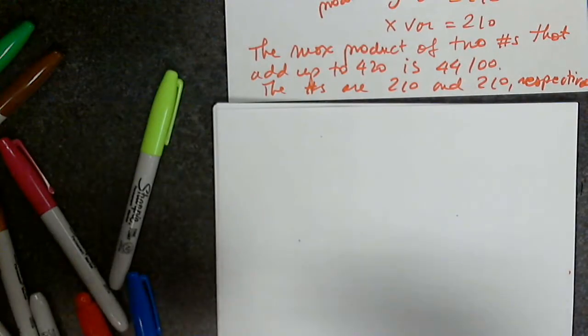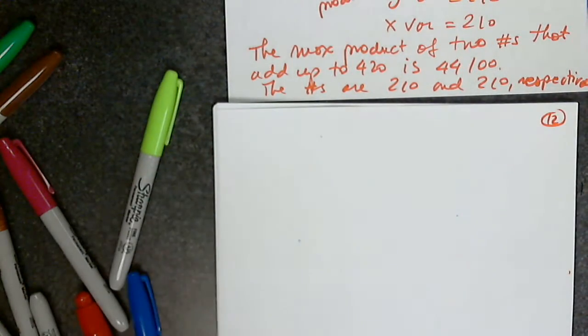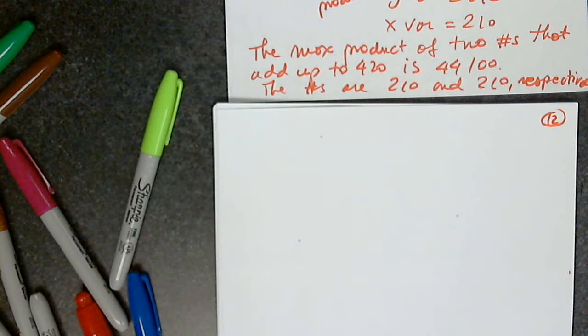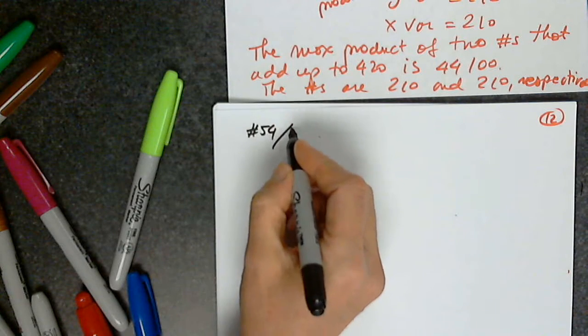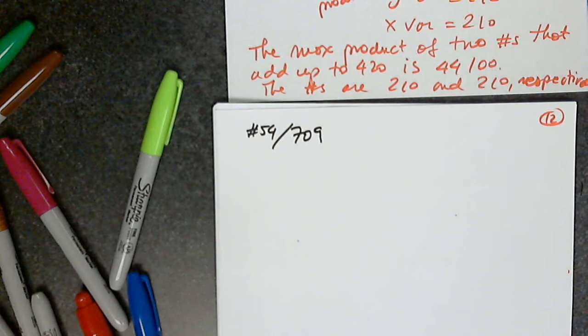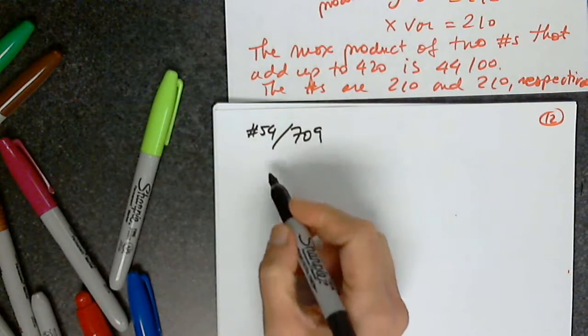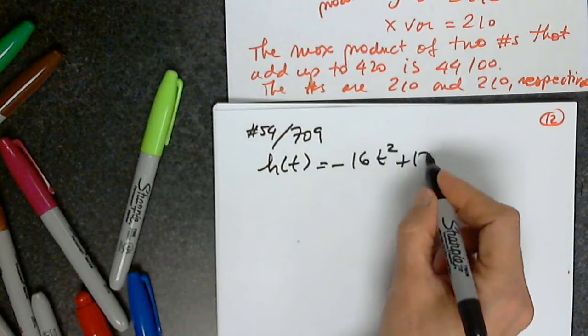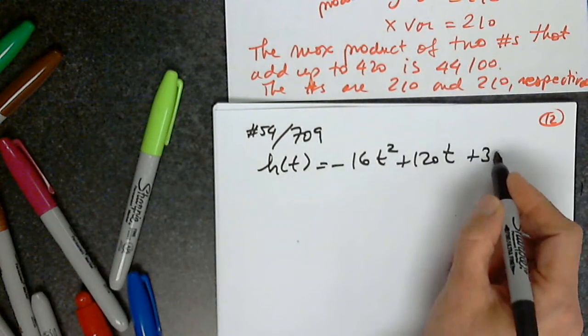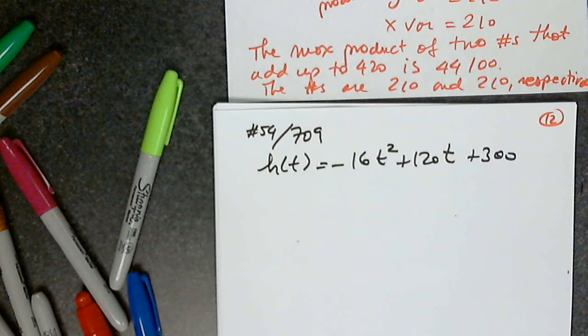Okay, let's look at the next one. 54 on page 709. The function h of t equals negative 16t squared plus 120t plus 300 gives the height in feet of a projectile fired from the top of a building after t seconds.